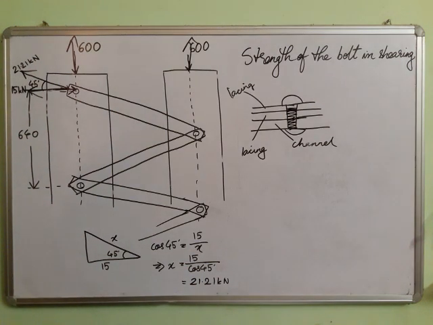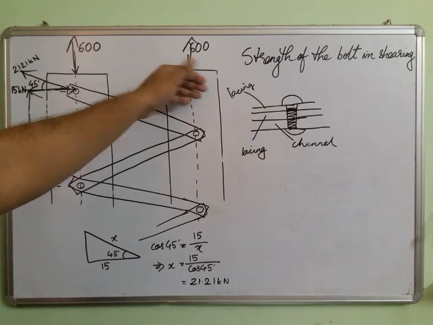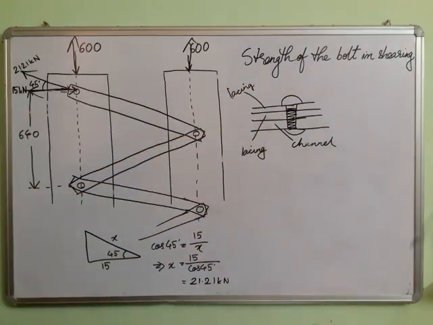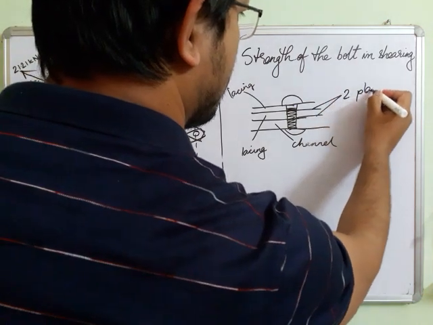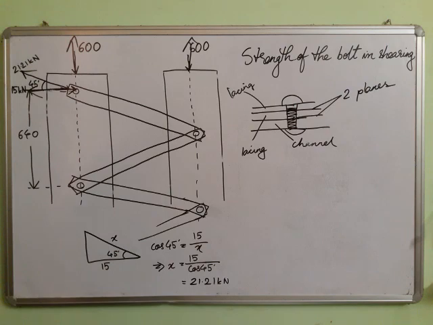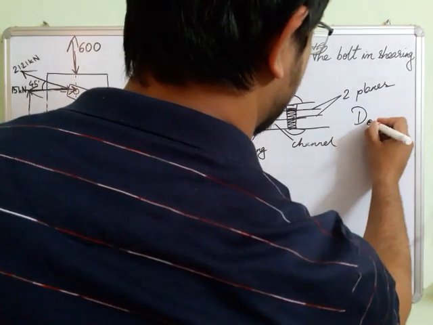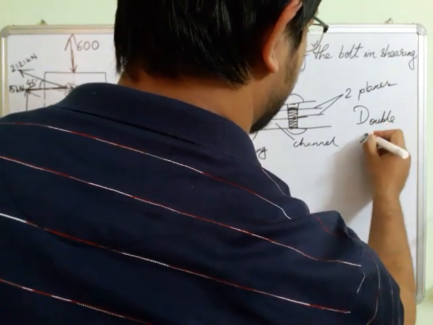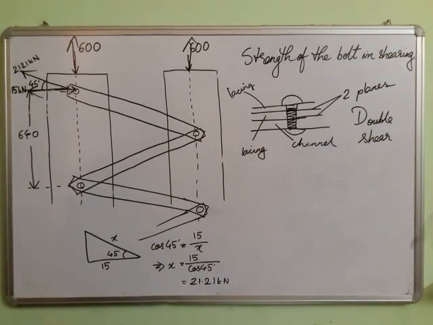Are you getting my point? One lacing below another lacing, then after that there is the channel. So there will be two failure planes. Therefore, there will be double shear. Let us assume that the thread is passing through both the planes.